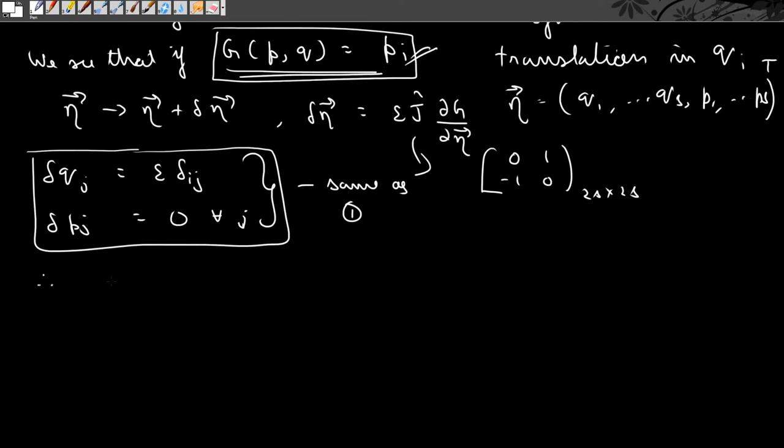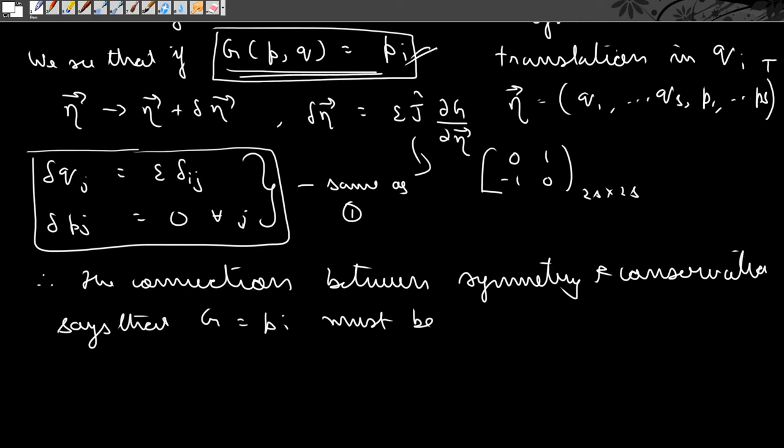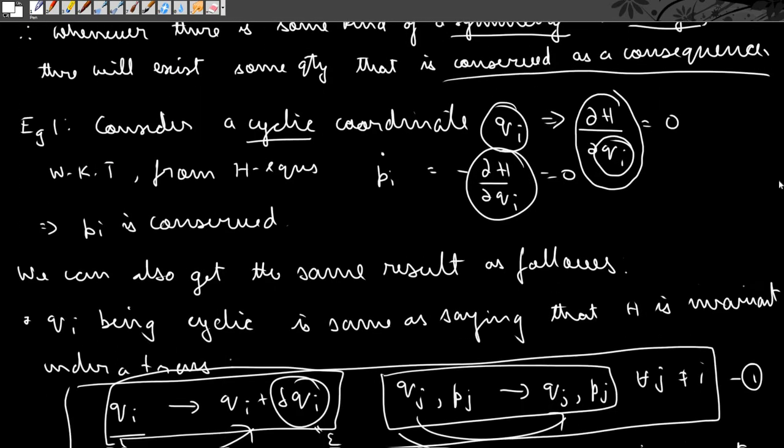Now therefore the connection between symmetry and conservation says that the generating function g, which is equal to pi, must be conserved, because the system is symmetric under the transformation. This implies the generating function must be conserved, which is the same result which we got by using our Hamilton's equation and the fact that qi is cyclic.